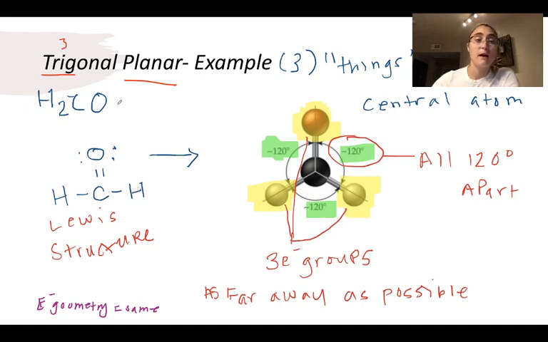So the three things that are around the central atom are, and let me see if I can grab a highlighter here.